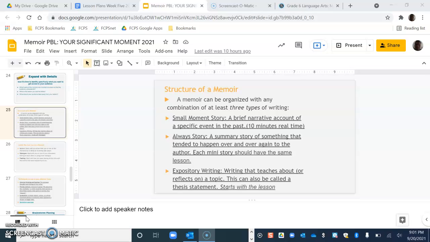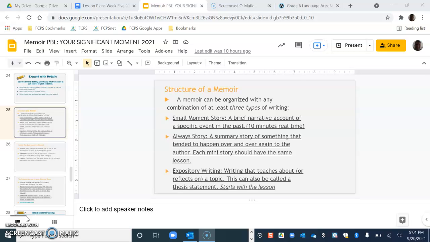So the first one that you see on there is a small moment story. That is a brief narrative account of a specific event in the past. It's about 10 minutes of real time. It's focusing on just the event itself, not what led up to the event, not what happened after the event.